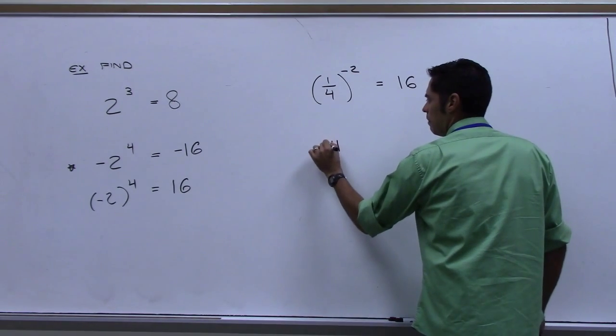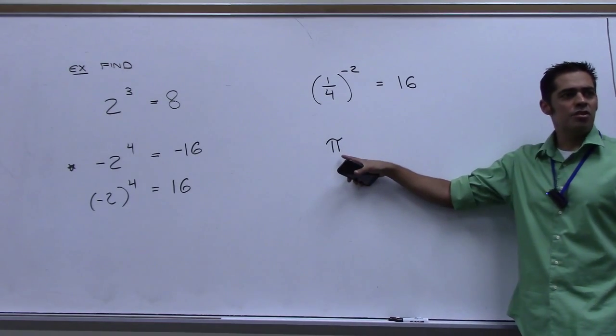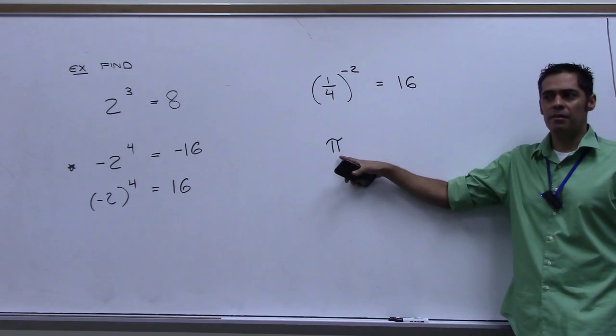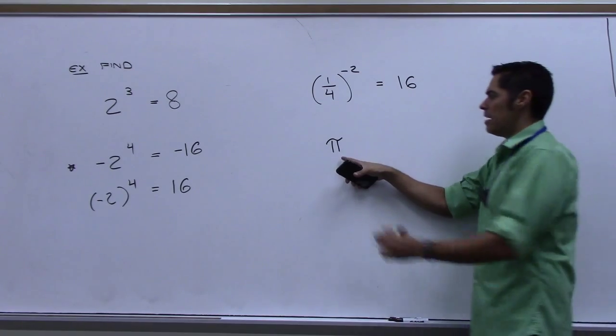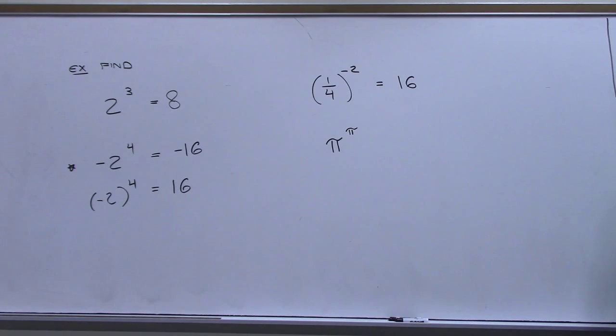Try this one. Pi is a number, isn't it? And you should have a key on your calculator for pi somewhere. I'd like for you to take pi and raise it to the pi and see what you get.